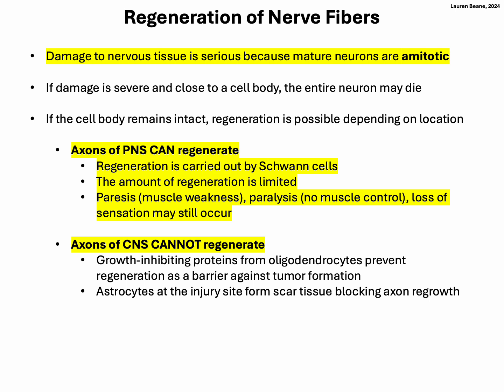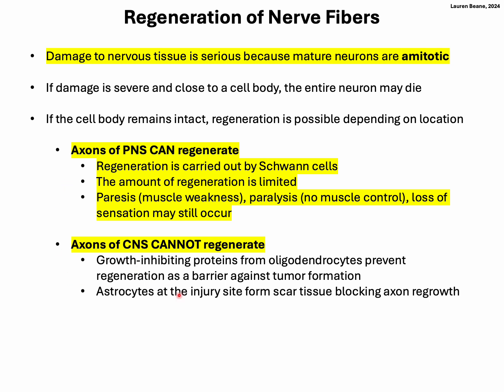For regeneration of nerve fibers, the only part of the neuron that could regenerate is the axon if the cell body is intact, and it's only axons of the peripheral nervous system. Regeneration is carried out by the Schwann cells. However, it is limited, it's not going to be perfect. Paresis or muscle weakness or paralysis, loss of motor control, and even loss of sensation may still occur.